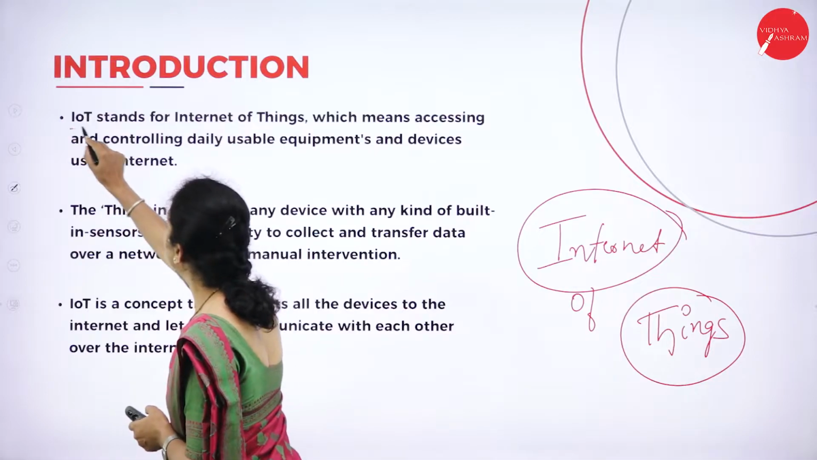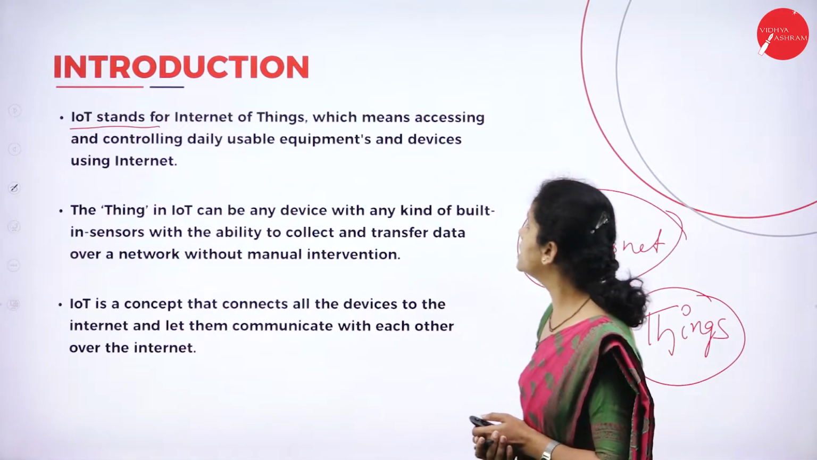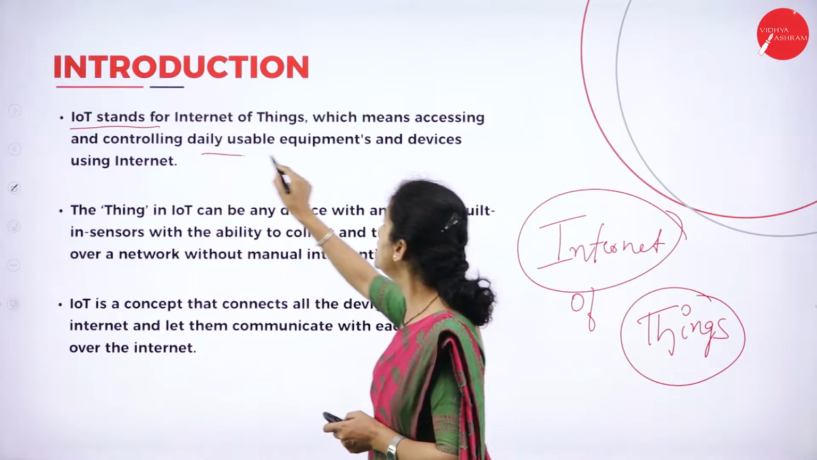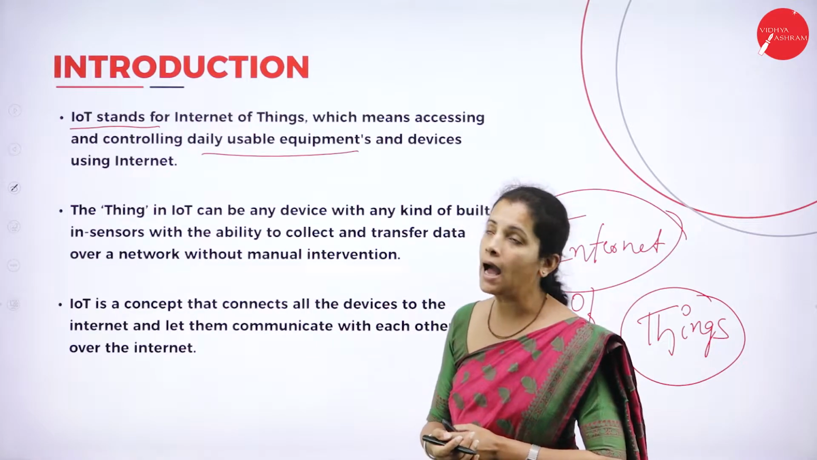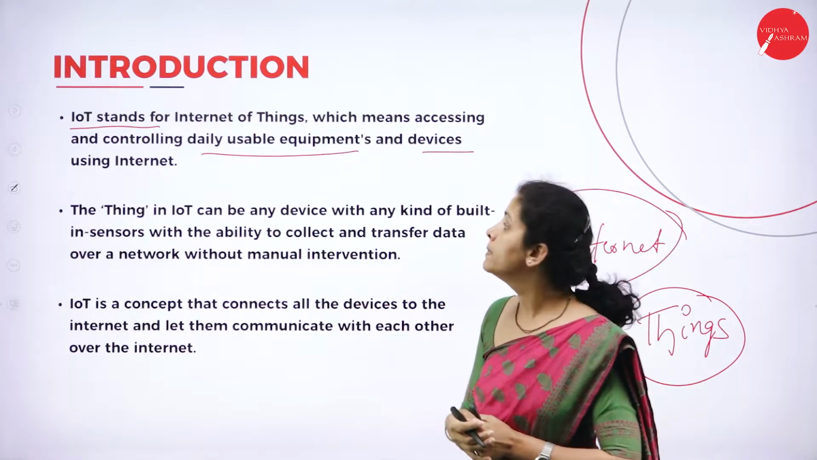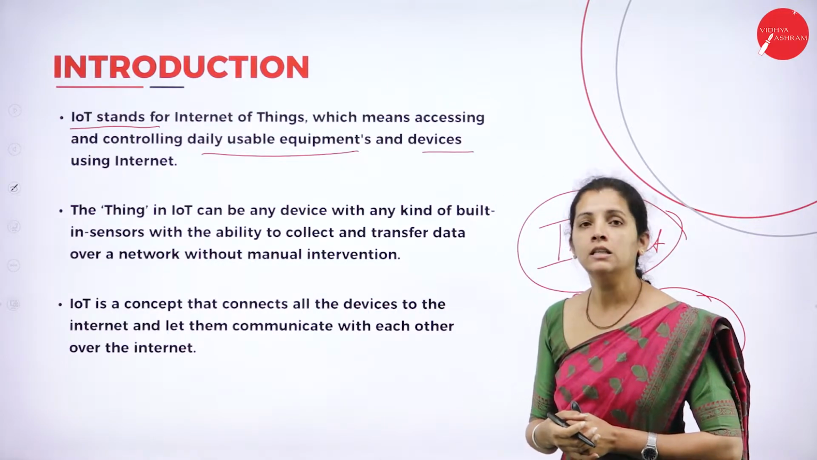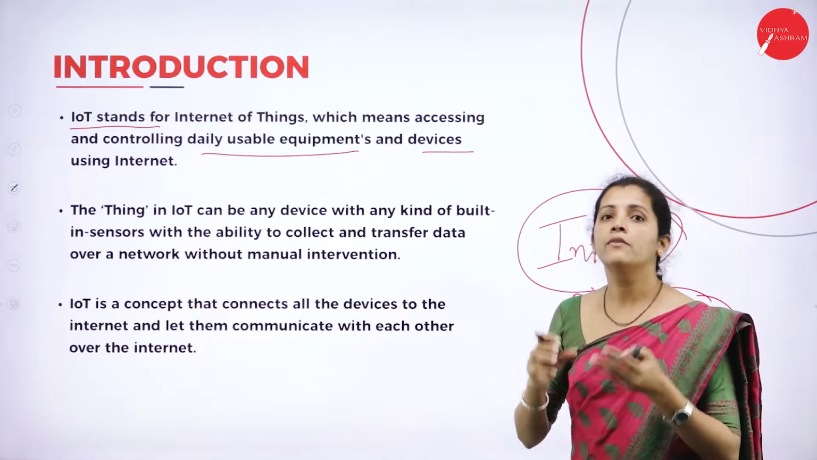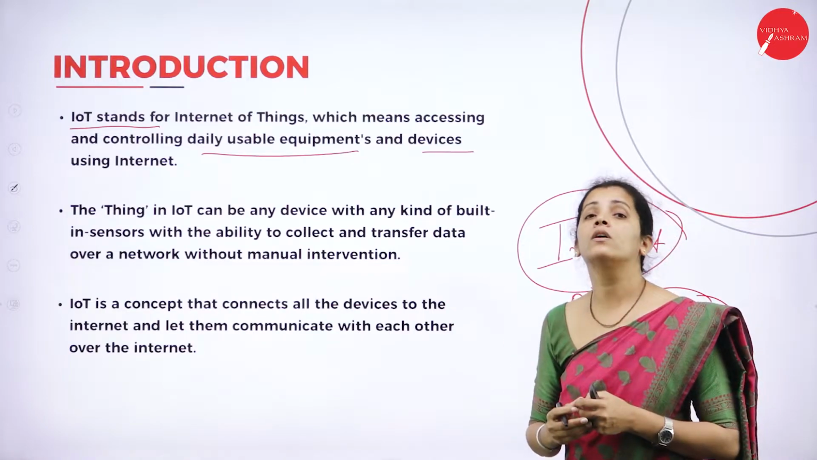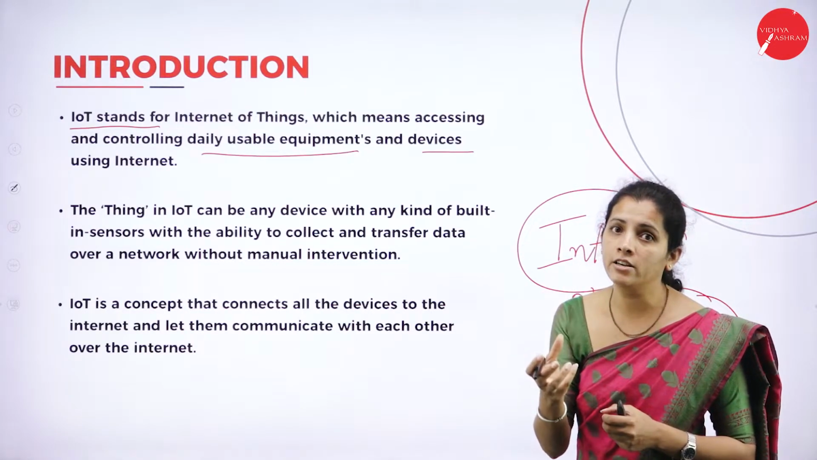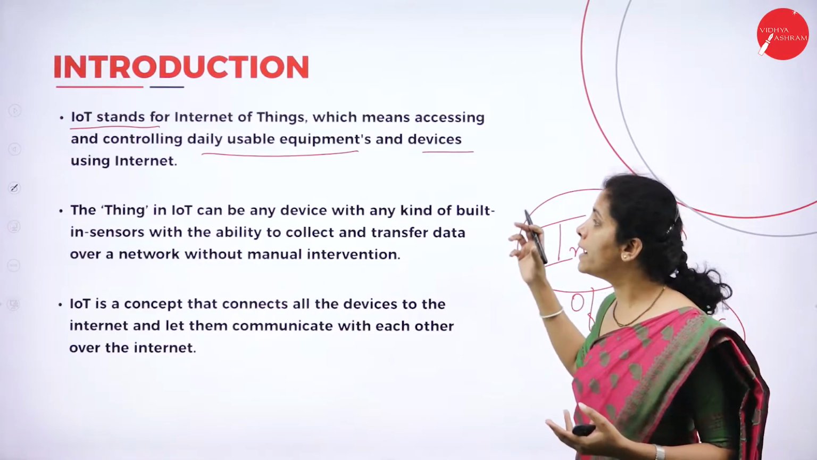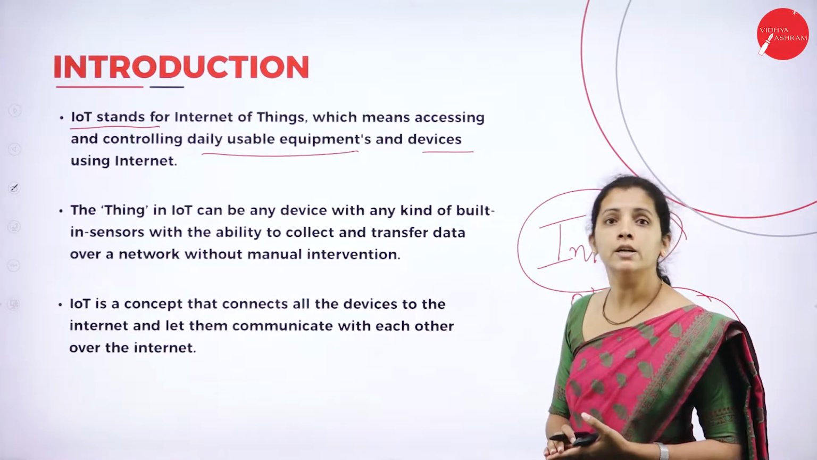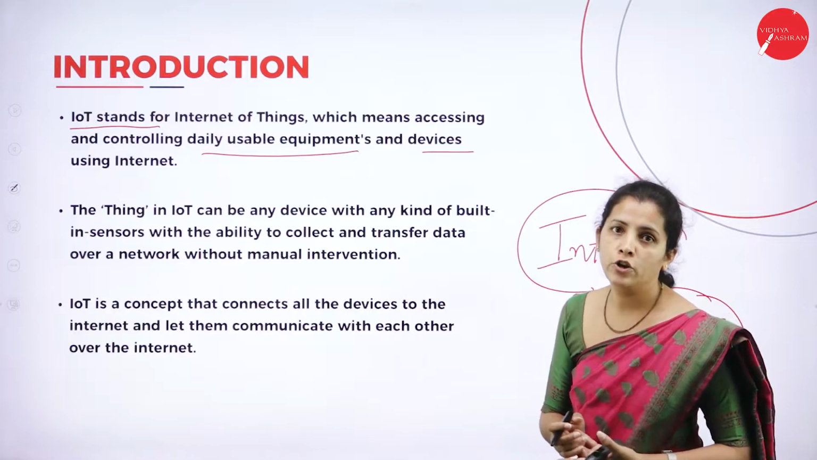So here IoT stands for Internet of Things, which means accessing and controlling daily usable equipment as well as devices using internet. For example, think that if I want to control AC, or if I want to control heater, or if I want to control refrigerator, how am I going to control? By using internet. That means I'm going to use IoT to control all this equipment.